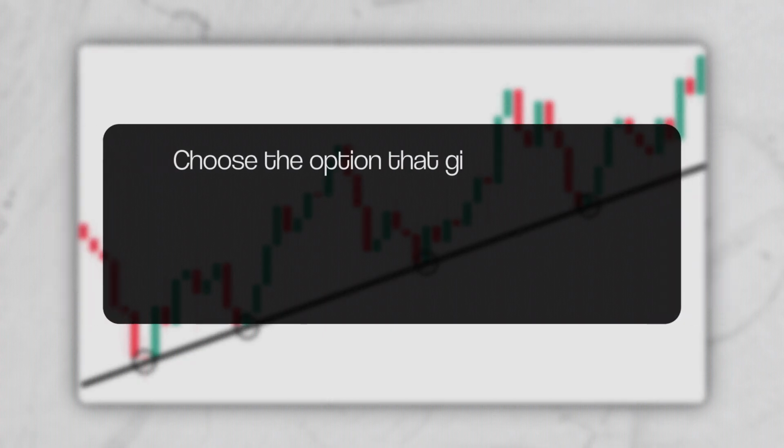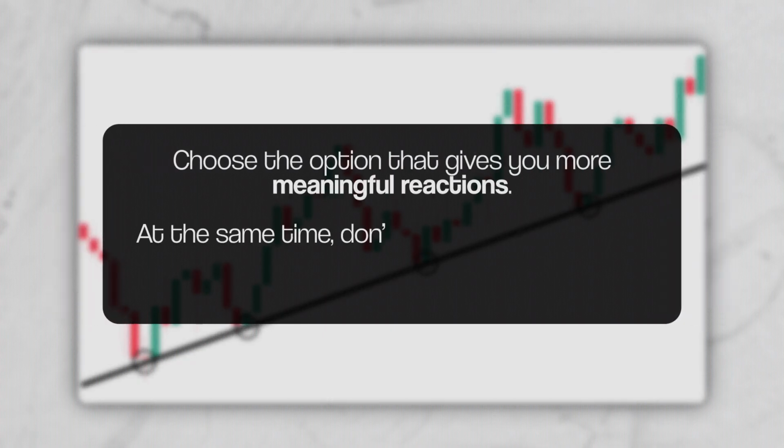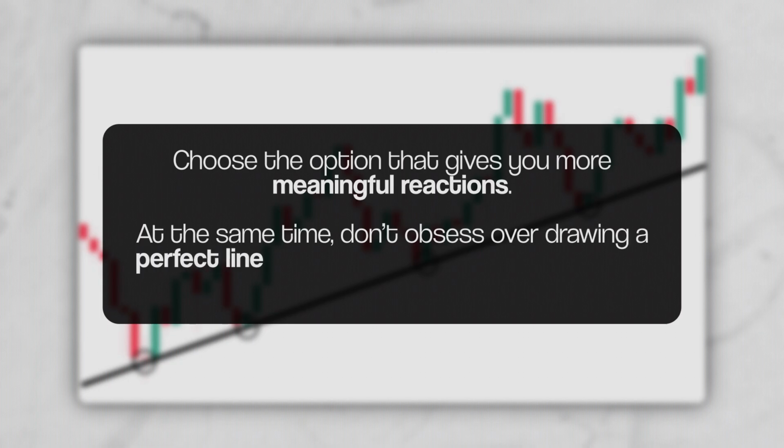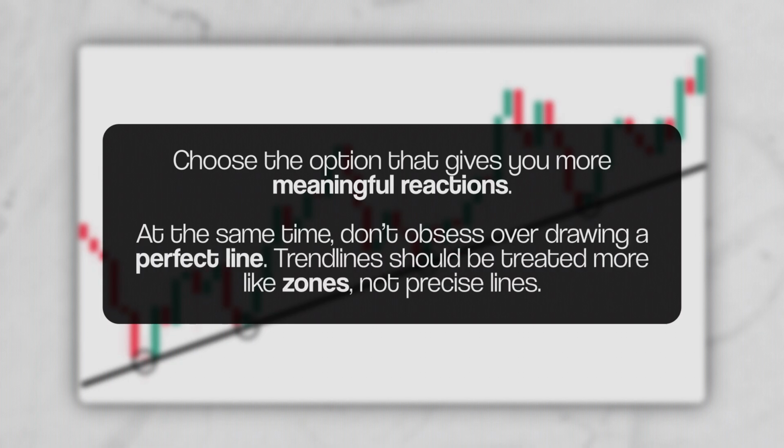Always choose the option that gives you more meaningful reactions. At the same time, don't obsess over drawing a perfect line. Trend lines should be treated more like zones, not precise lines. Small deviations are normal. Now let's talk about time frames.